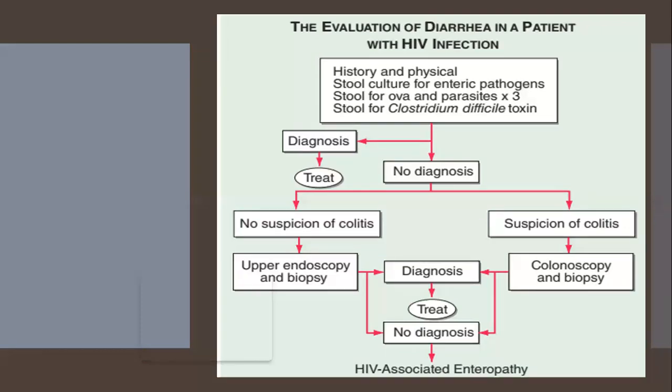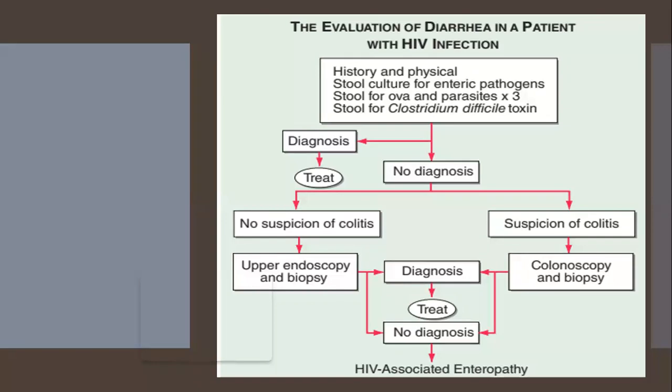If all the 3 are negative, still we can consider any infection because treatment is more important. We'll come there. So if a diagnosis is attained by 3 samples, you treat the infection. If even after 3 samples you are not able to come to a diagnosis, then it's the indication to go for endoscopy and biopsy. If the biopsy reveals a diagnosis, treat it. If still an endoscopy or a colonoscopy and it does not reveal a biopsy, final diagnosis should be HIV associated enteropathy. The treatment of HIV associated enteropathy is ART as such.